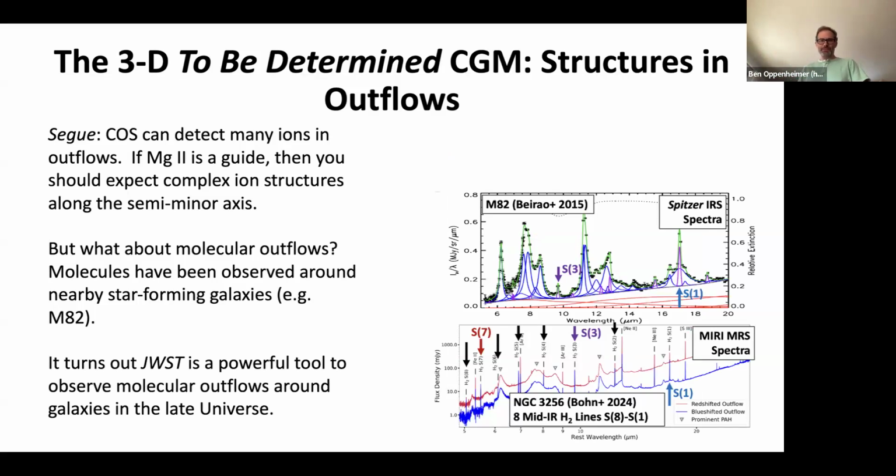last fall was that JWST is detecting these H2 rovibrational lines around nearby galaxies. NGC 3256 is a paper that kind of inspired this investigation, or this proposal, I should say, of molecular lines observed in, there's at least 8 mid-IR lines, and they're much thinner and higher resolution, I should say, for this object, which is 10 times further away than M82 and is a merger. But M82 is definitely a target.